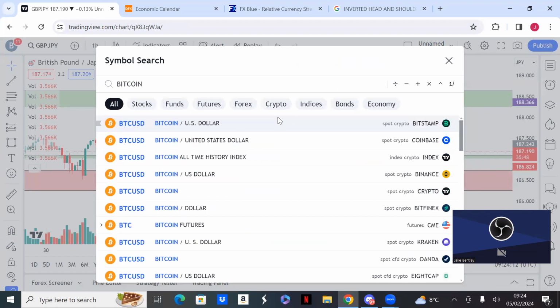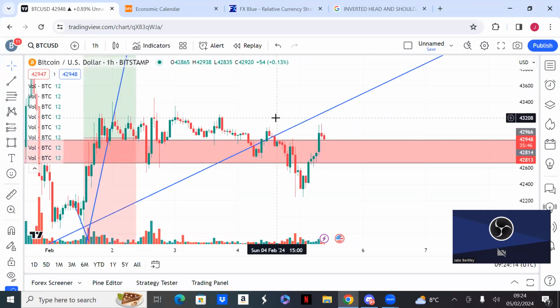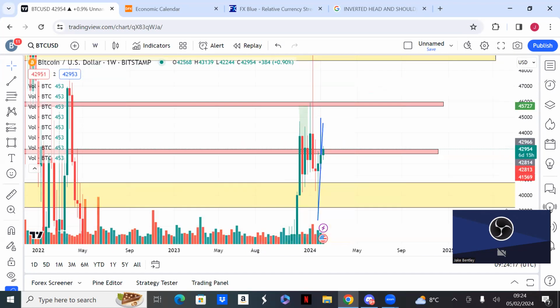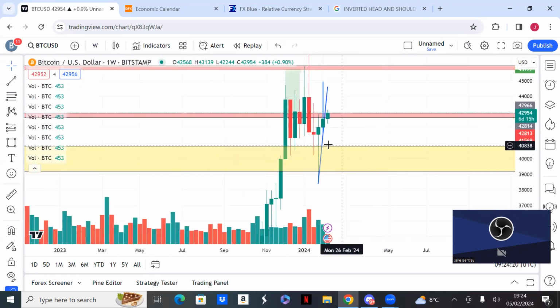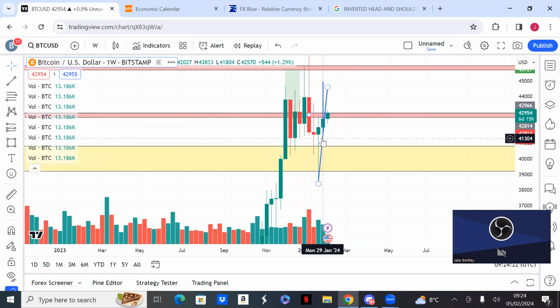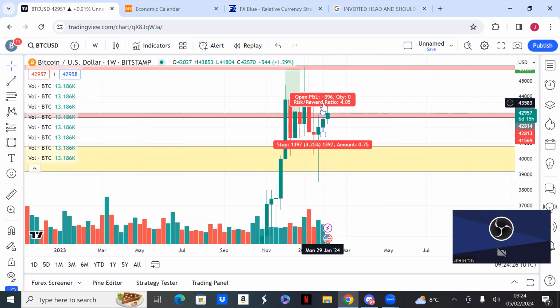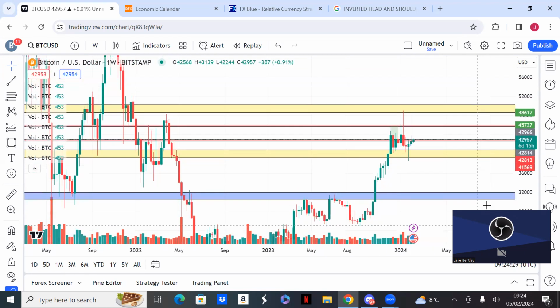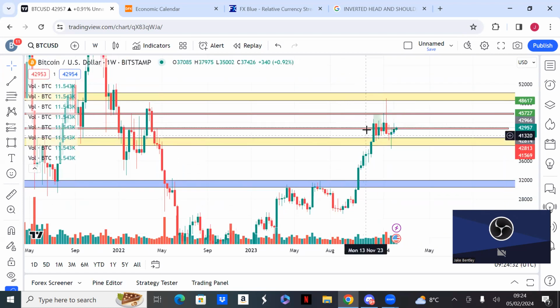Bitcoin, the big B. Let's have a look at this. So Bitcoin, let's take a look at the weekly here. I want to get rid of all of this. Bye-bye. Okay, so Bitcoin, classic, classic, classic. Massive move to the upside, consolidation. We kind of expect that.